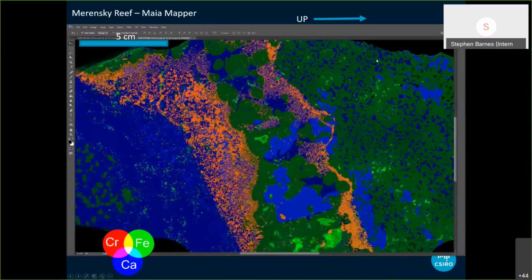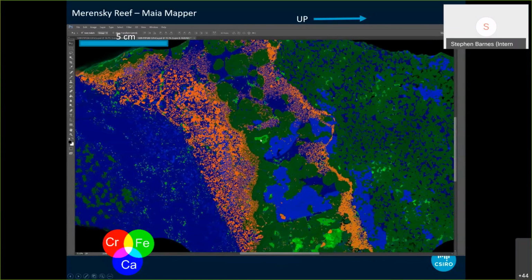So now I'm just flipping that on its side, just so we can see a little bit more of it in more detail. And what I want to show you here is just one really interesting finding that came out of the Maia mapper that I don't think we could have found any other way. And that's the exact relationship of the platinum minerals, where the platinum is actually sitting in relation to the sulfides.